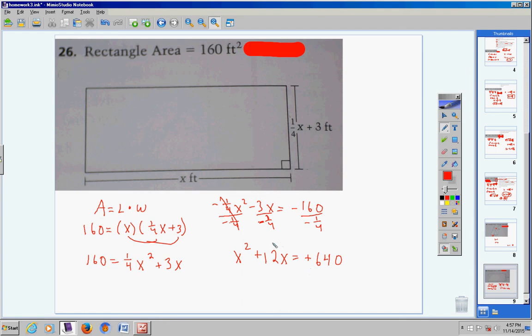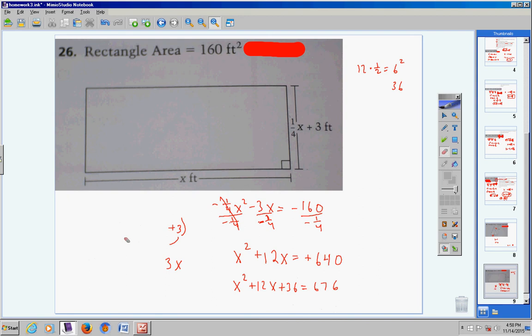Now step 3 says to take your x coefficient, in this case it's 12, multiply it by 1/2, and then square it, and that gives you 36. So we're going to add that to both sides. So x squared, positive 12x, positive 36, equals, now we're going to add 36 to this side, and we're going to get 676. Okay. Next step, factor the left side.